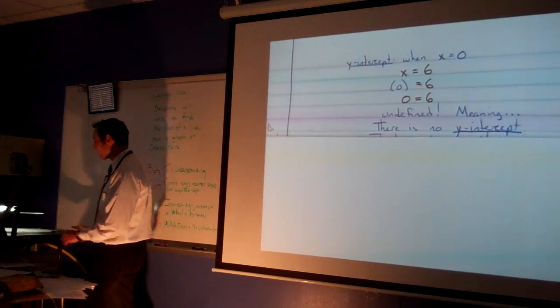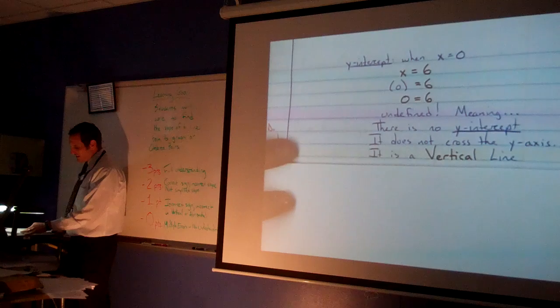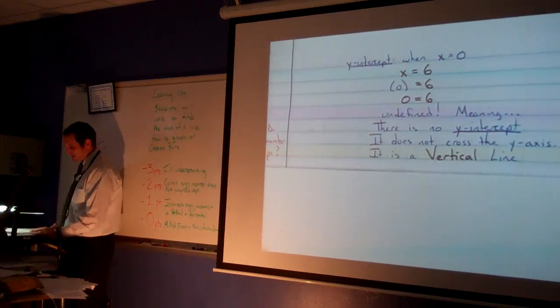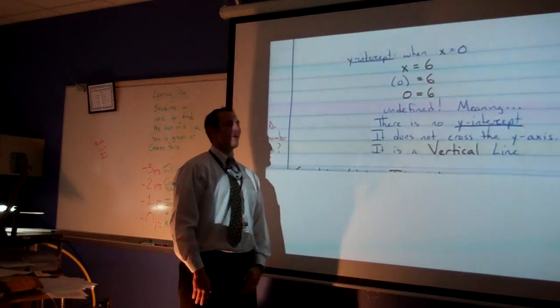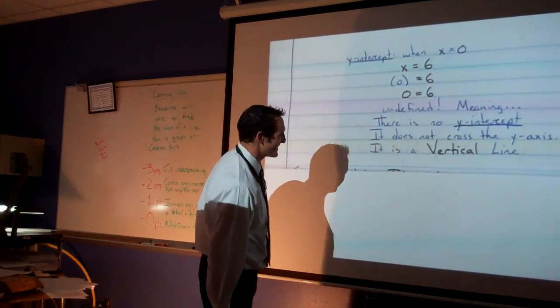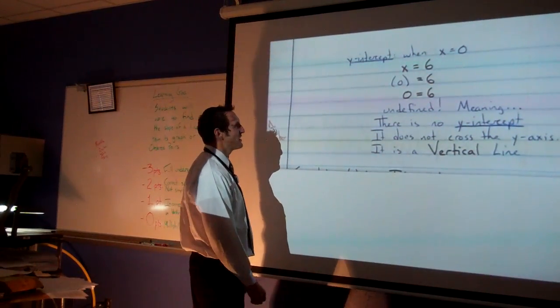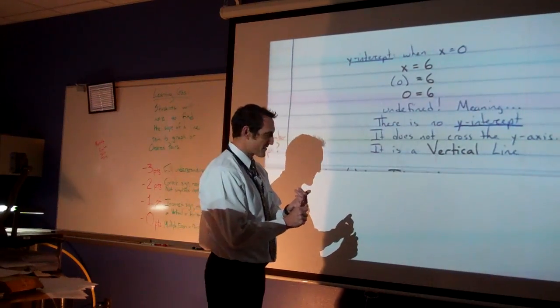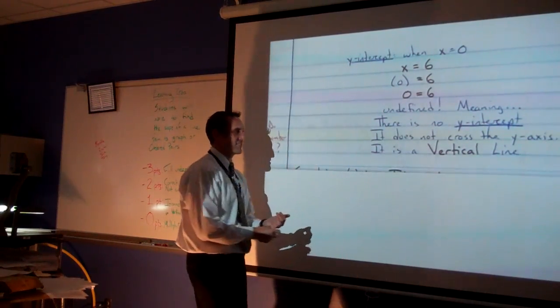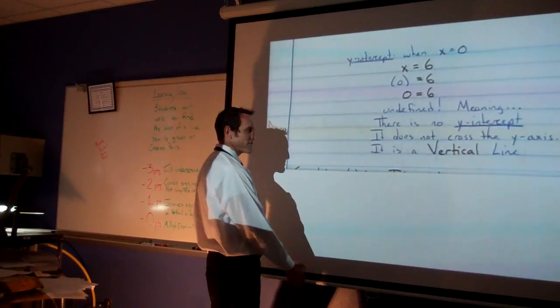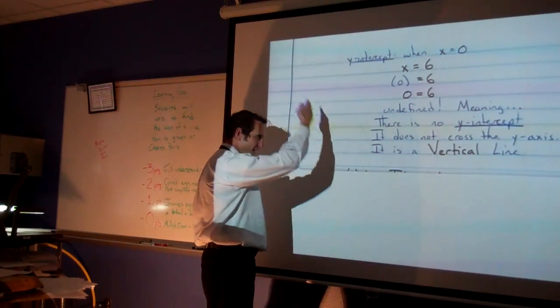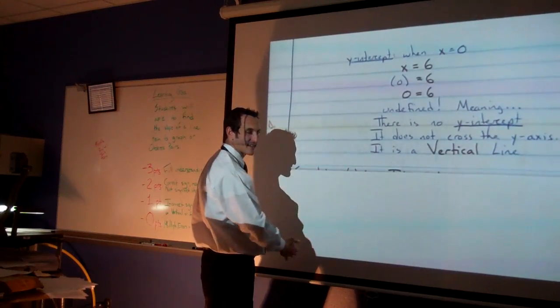This is a vertical line. So it doesn't cross the y-axis. It's a vertical line. What can you tell me about the slope of that line? Hopefully you can remember. Slope is undefined. So the x-intercept was at (6, 0). There is no y-intercept, so you should picture this, a vertical line crossing the x-axis at 6.